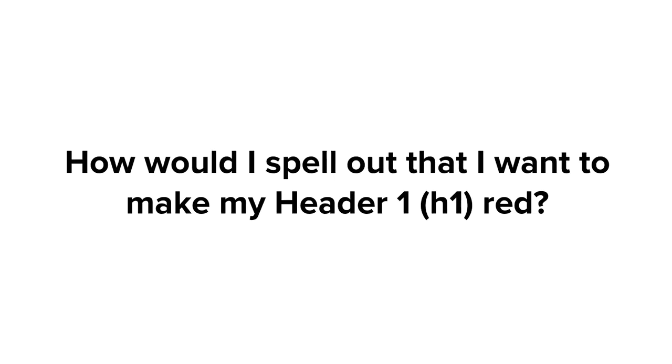So let's go and see an example on our slides. How would I spell out that I want to make my header 1 or my H1 red? The first thing that I would want to do is select the H1 element. To do that, I would write H1 and then I would write my open and closing curly braces right behind it. And then the next step is, since I like to give myself space in my code and to format it in a certain way, I would hit return and leave an area where I'm going to write the properties and the values.